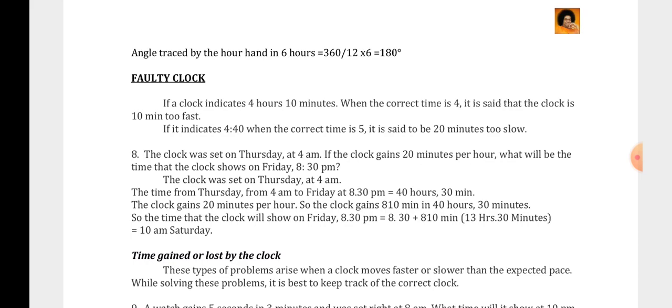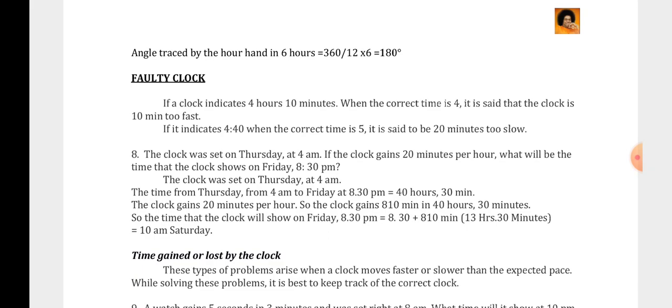Let us see. The clock was set on Thursday at 4 a.m. If the clock gains 20 minutes per hour, then what will be the time that the clock shows on Friday at 8:30 p.m.?